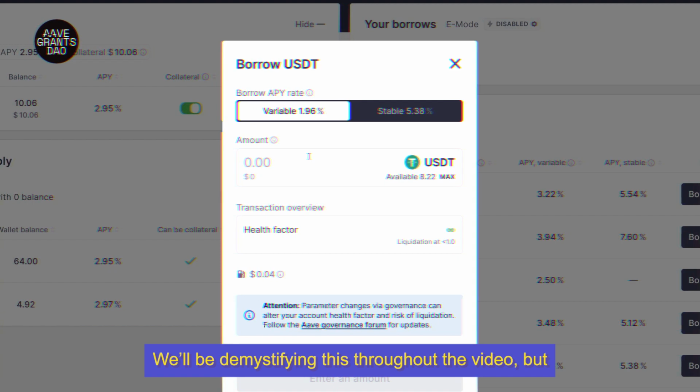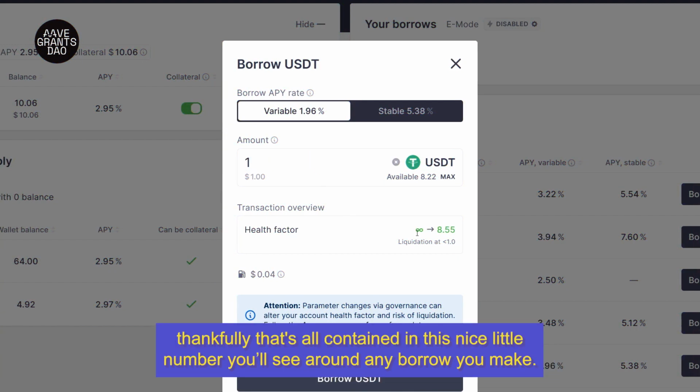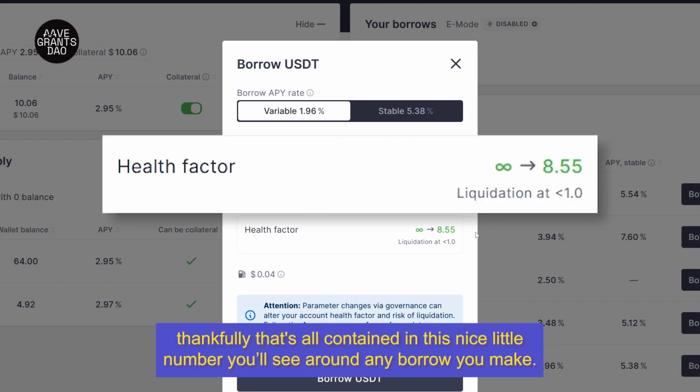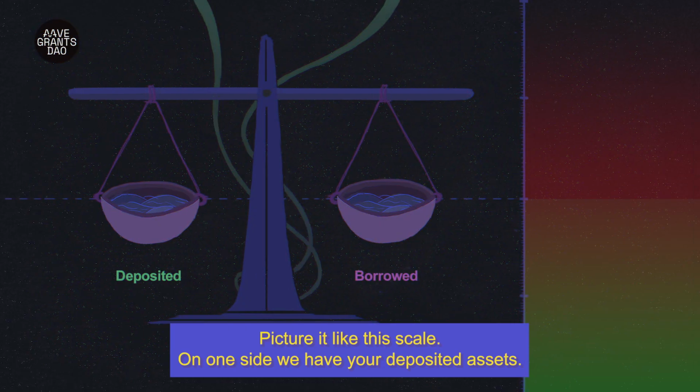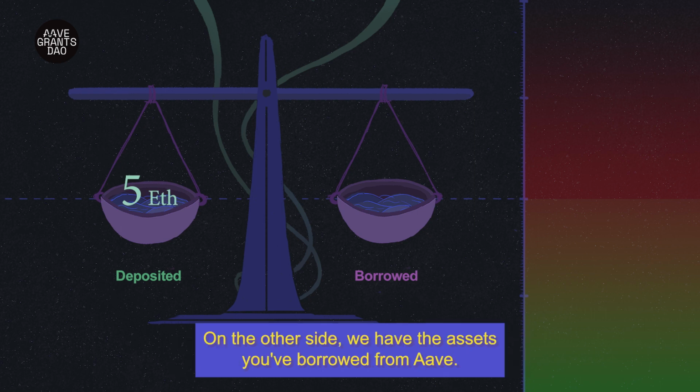We'll be demystifying this throughout the video, but thankfully, that's all contained in this nice little number you'll see around any borrow you make. Picture it like this scale. On one side, we have your deposited assets. On the other side, we have the assets you've borrowed from Aave.